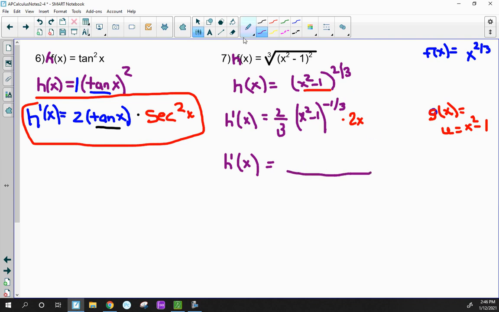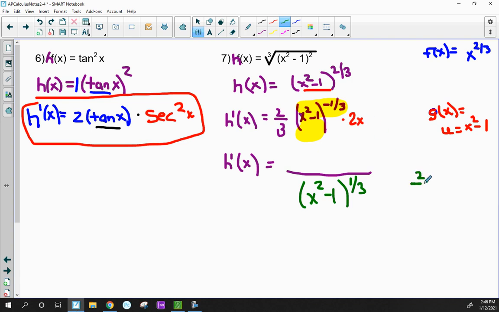I see a negative exponent again. I've done this once today. Anytime you have a negative exponent, go ahead and move it. Relocate to the bottom. Make the power positive. We multiply 2/3 times 2x.